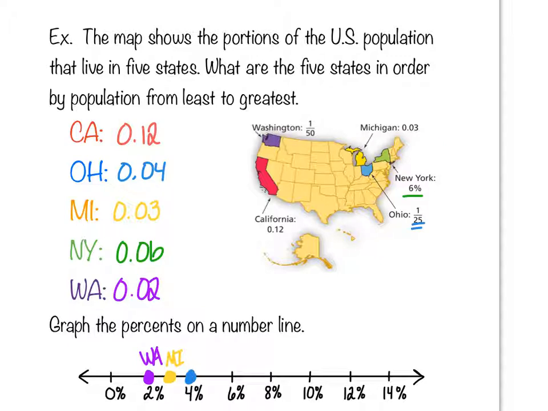So we got a cluster right here of states that have similar populations. 6% of the United States lives in New York. And California isn't just the most populated state of these 5, it's the most populated state in our country, with 12% of the United States population living there. So again, once you write them all as decimals, it's easy to compare them from least to greatest. And so that's tonight's homework, is turning these all into decimals and then numbering them on a number line from least to greatest.